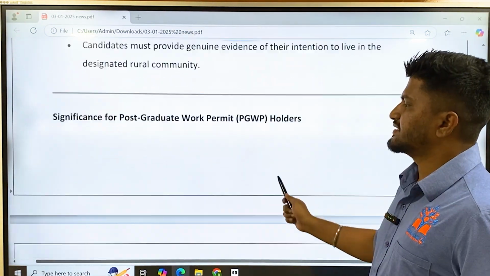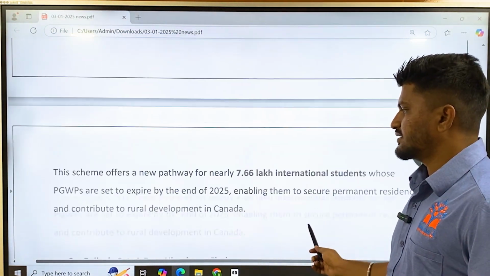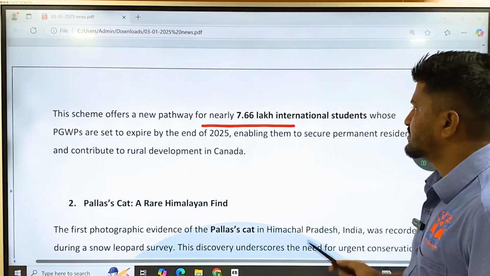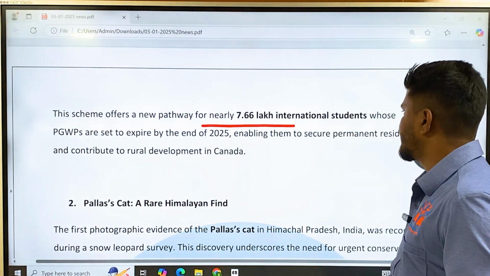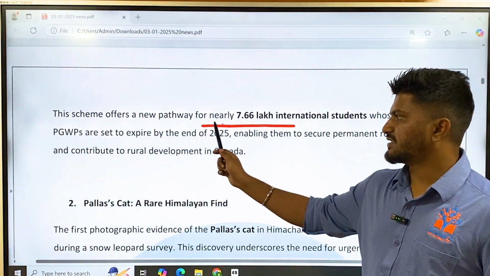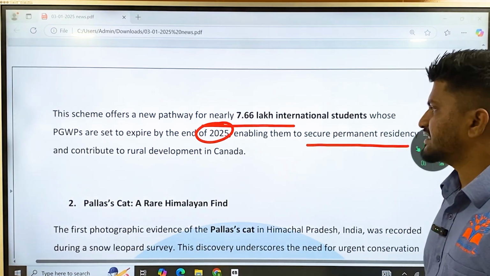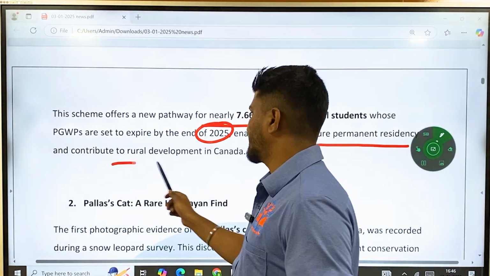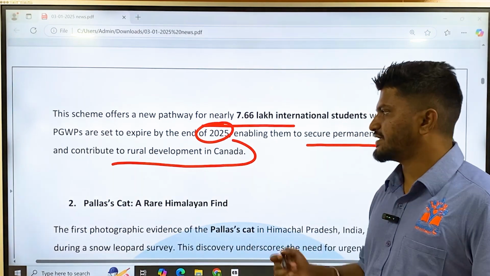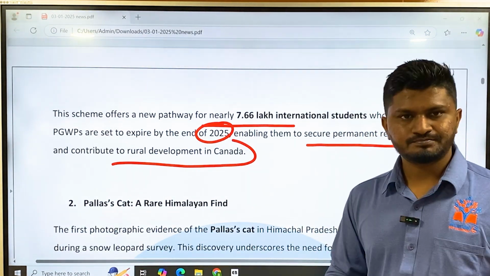So, what is the significance for postgraduate work permit holders? This scheme offers a new pathway for nearly 7.66 lakh international students whose PGWPs are set to expire by the end of 2025, enabling them to secure permanent residency and contribute to rural development in Canada. Okay, this is like a boon for those candidates whose PGWP was going to expire in 2025.